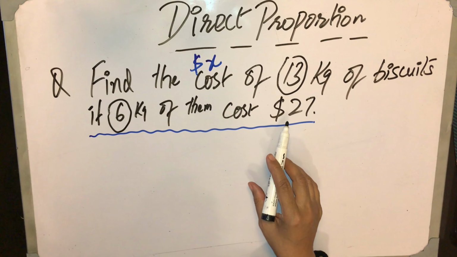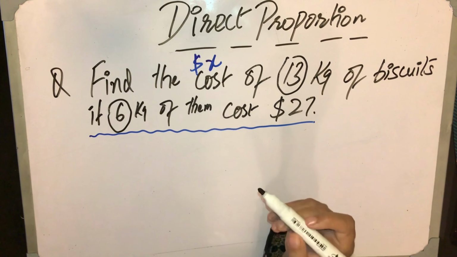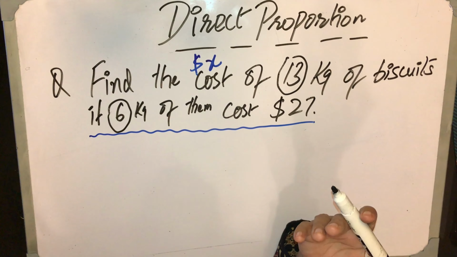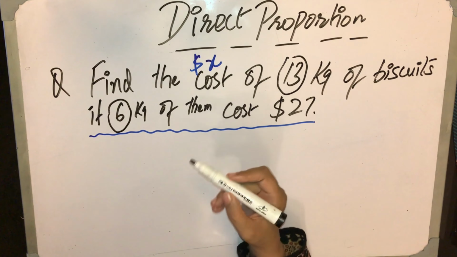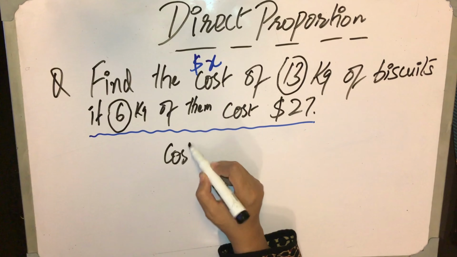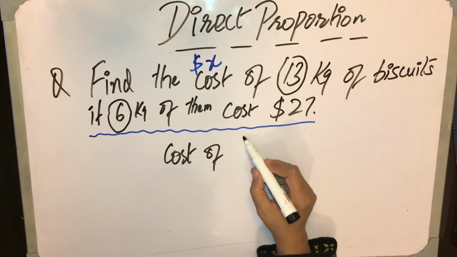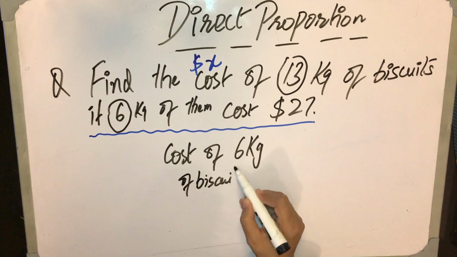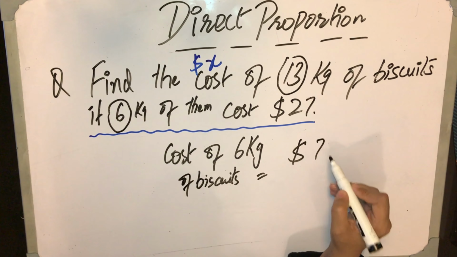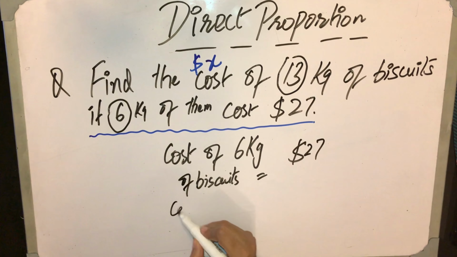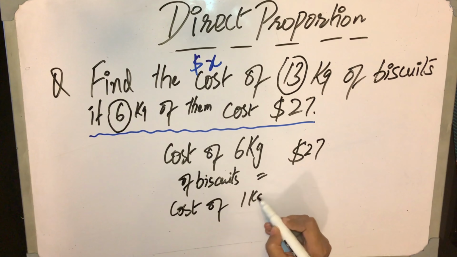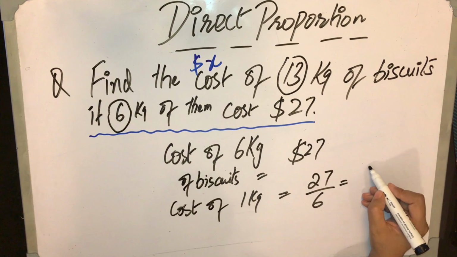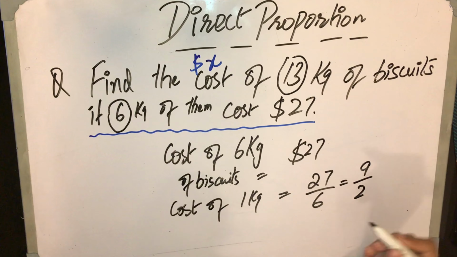We have the cost of 6 kg. First of all, we have to see what is required, what is desired, what is the requirement of the question: cost. So I shall start my question with cost. Cost of 6 kg of biscuits is $27. Now I shall come to unitary, meaning 1. I shall directly write cost of 1 kg. I shall divide this 27 by 6, and it is again 9 over 2, or $4.50.